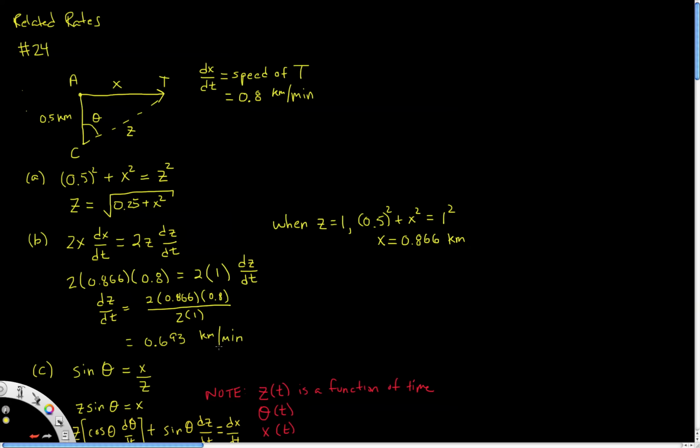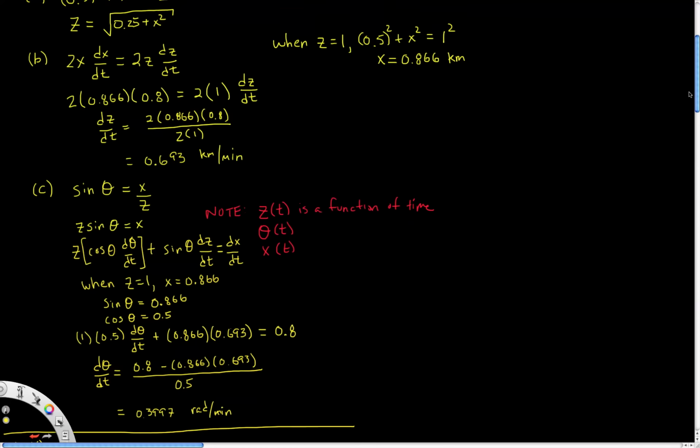So the interpretation here is that when the train is 1 kilometer from the camera, the rate at which that distance is changing is 0.693 kilometers per minute. If the train had been at a different distance from the camera, then this rate would be different, because that rate depends on x, dx/dt, and z. So you might want to think about other situations here, or how you could expand this result for different things. But anyway, let's go on to part C.